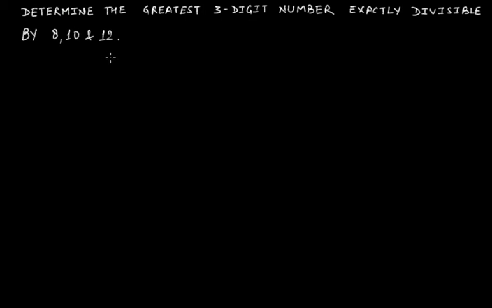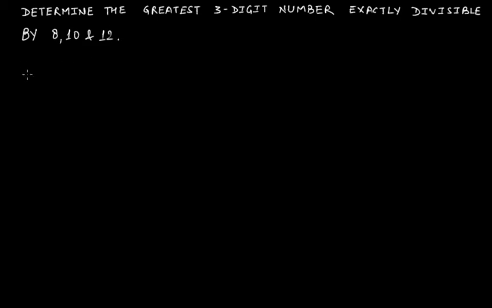Now, what you have to do is first find the least common multiple of 8, 10 and 12. By that, you will get the least number, or the smallest number, that will be divisible by all these three. That will be the common number or the least number that will be divisible by 8, 10 and 12. Now find this LCM.